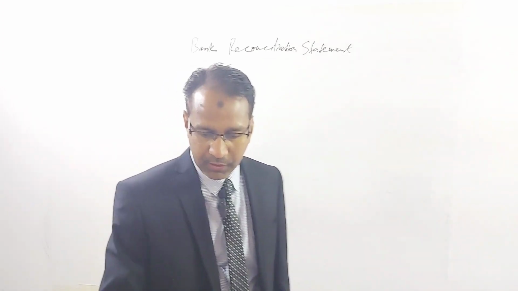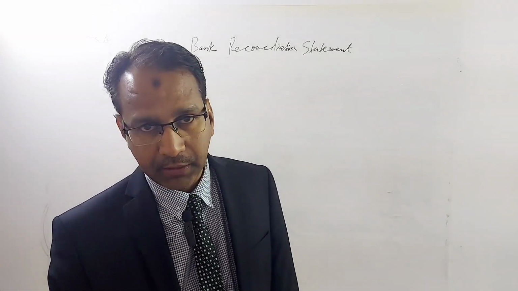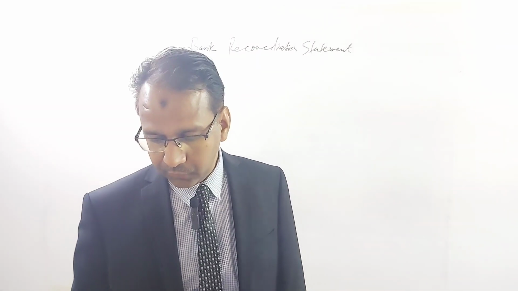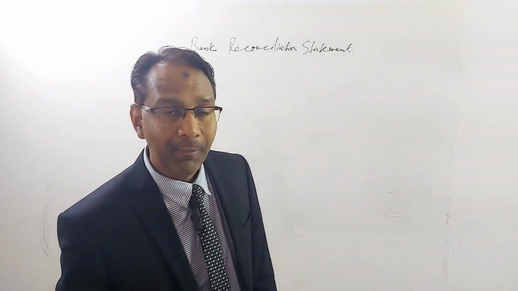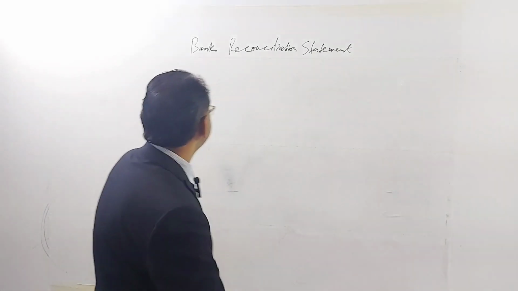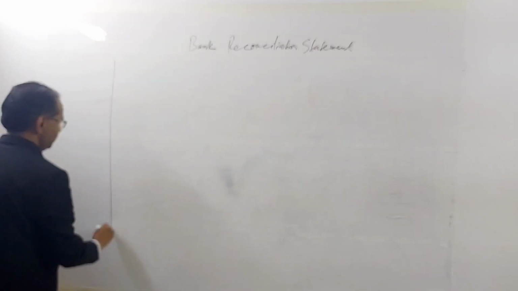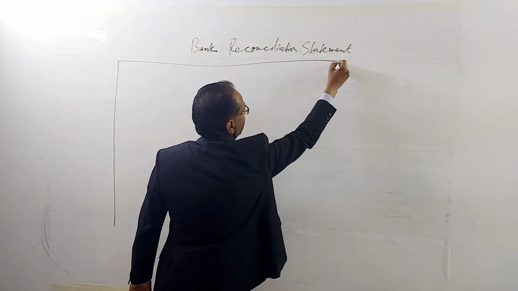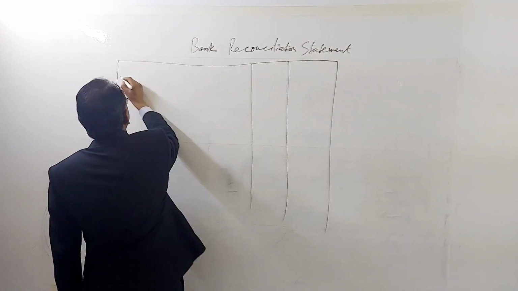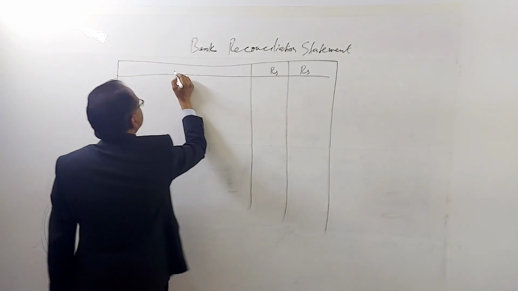Okay, now we'll start. Here is a question. On 31st March 2020, the trader's passbook showed a credit balance of 1,15,000 rupees. Balance as per the passbook is 1,15,000 rupees. So we are starting the reconciliation statement. You know how we prepare it. This is the format. There should be two columns for amount, in rupees. This is the description.